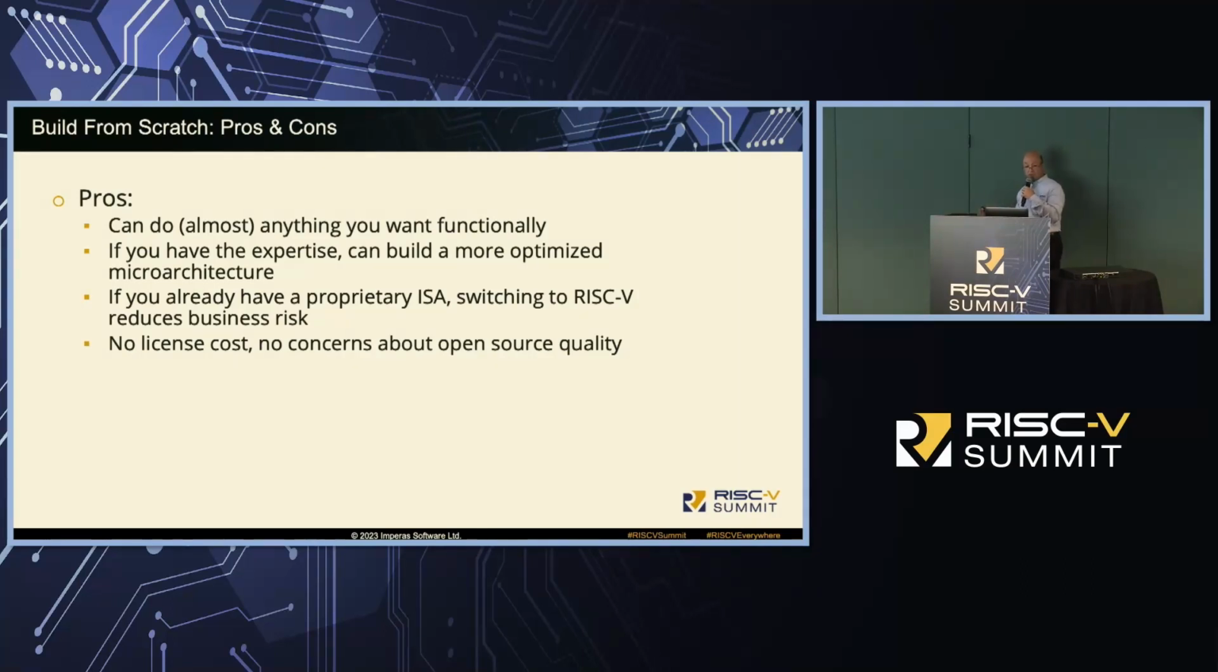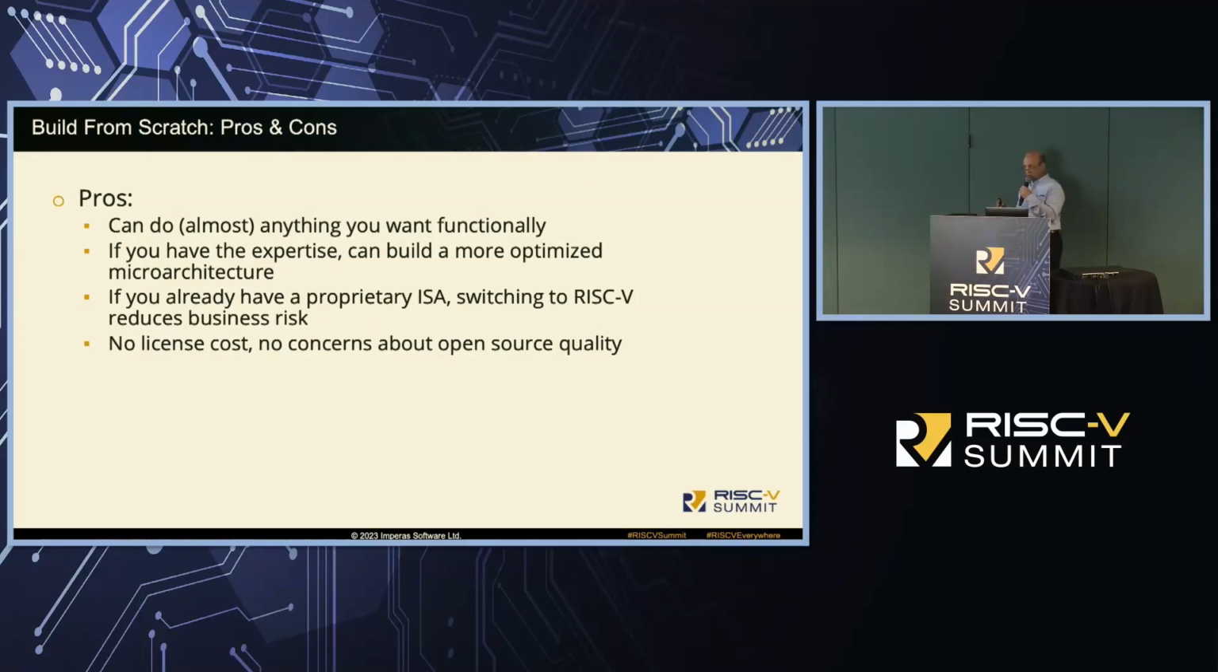If you have the expertise, you can build a more optimized microarchitecture. So that's a pretty cool thing, because if you look at Andes or SiFive or Codasip, you may be able to do something better from a performance or power consumption perspective. If you already have a proprietary ISA, switching to RISC-V reduces the business risk.